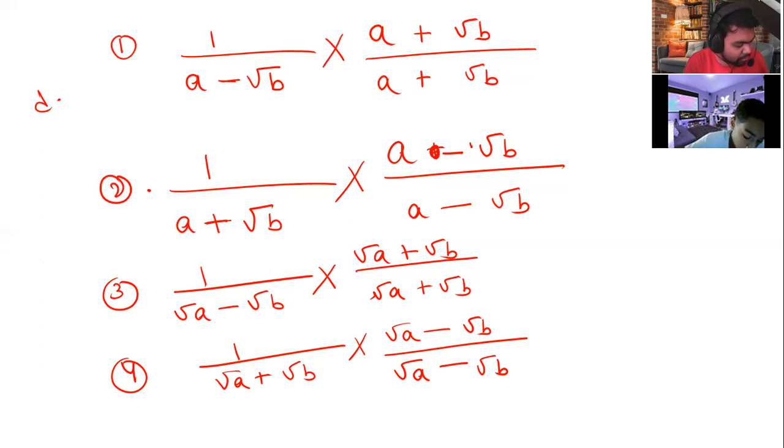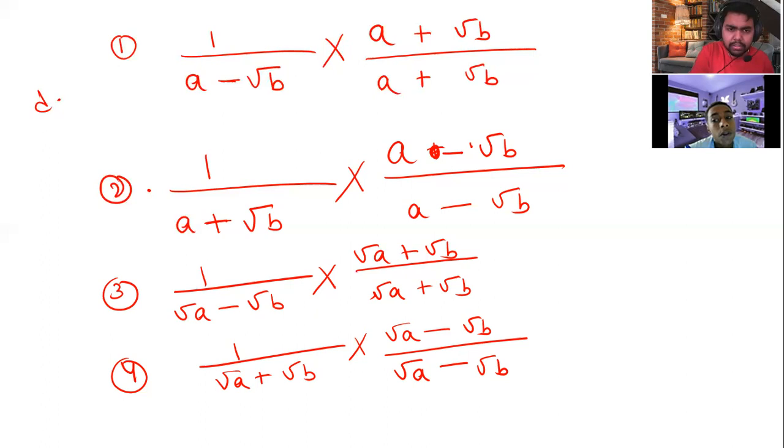So this will be root 7, and root 7 and root 7 will cancel each other and they will become 1. Okay, so 1. So this will be root 3 over root 3.